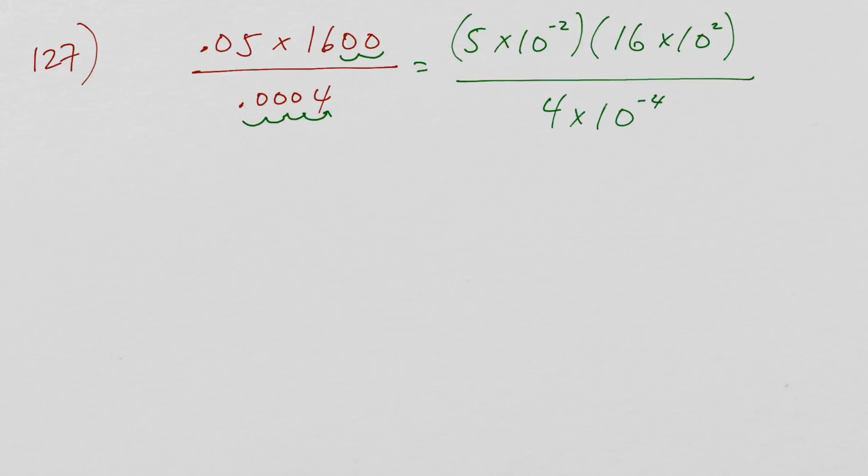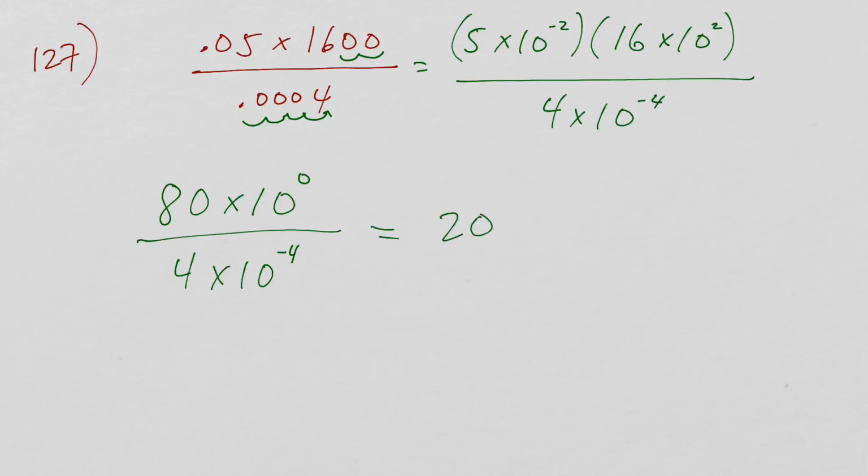Now, up on top, I'll multiply the 5 and the 16 to get 80 times 10 to the -2 plus 2 is 0. On the bottom, I'll have 4 times 10 to the -4. Now when I divide this, 80 divided by 4 is 20 times 10 to the 0 minus -4 is a positive 4. That's 0 minus a negative, so that's a positive.